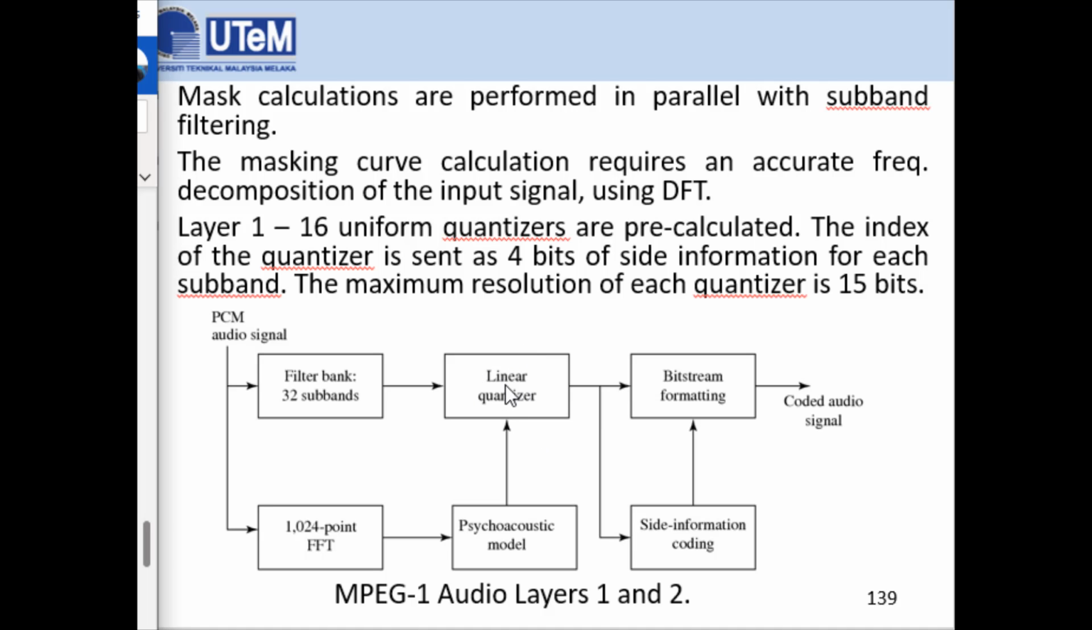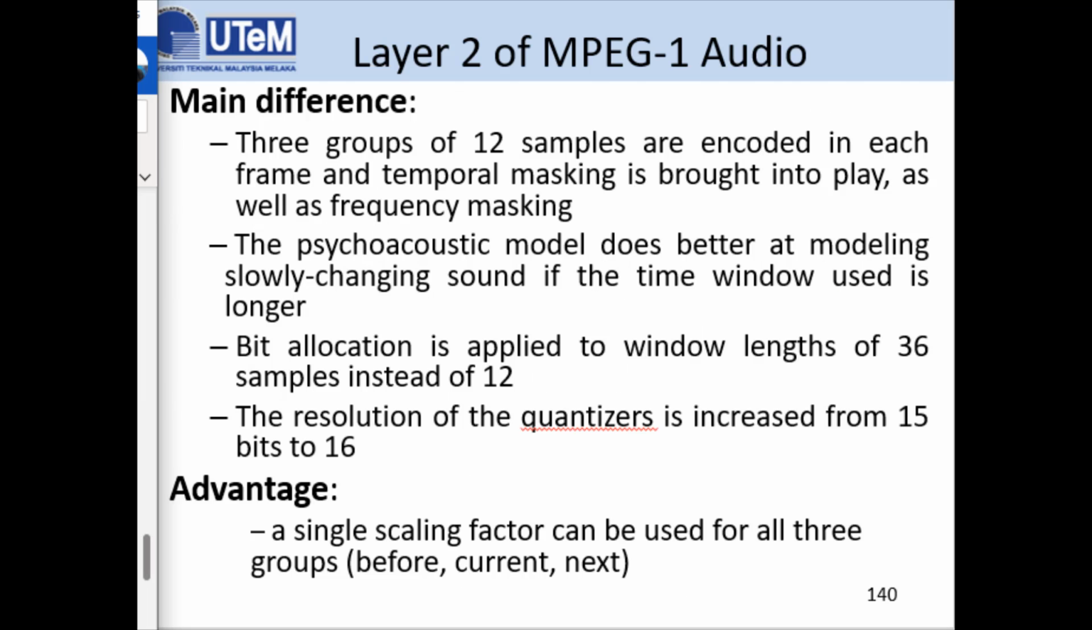the linear quantization. So for Layer 1, there are 16 uniform quantizers pre-calculated. So to represent 16 uniform quantizers, we need 4 bits, because 2 to the power of 4 is 16. But the maximum resolution is only 15 levels, because one of the levels is sent as side information for each subband.